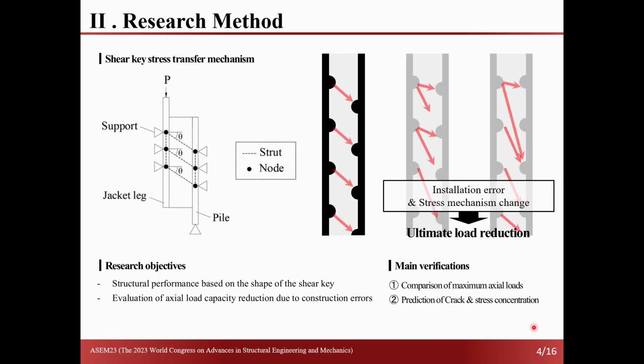Let me explain the stress transmission mechanism of the shear key. The shape of the shear key can be idealized based on its support condition. The load transmitted from the top goes through a strut as it goes down and across to the opposing node.